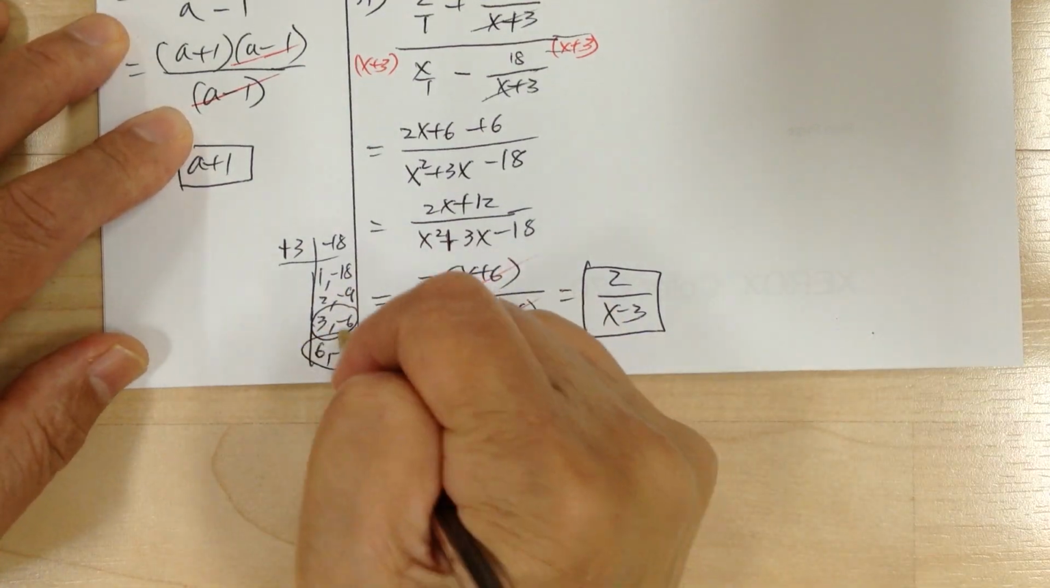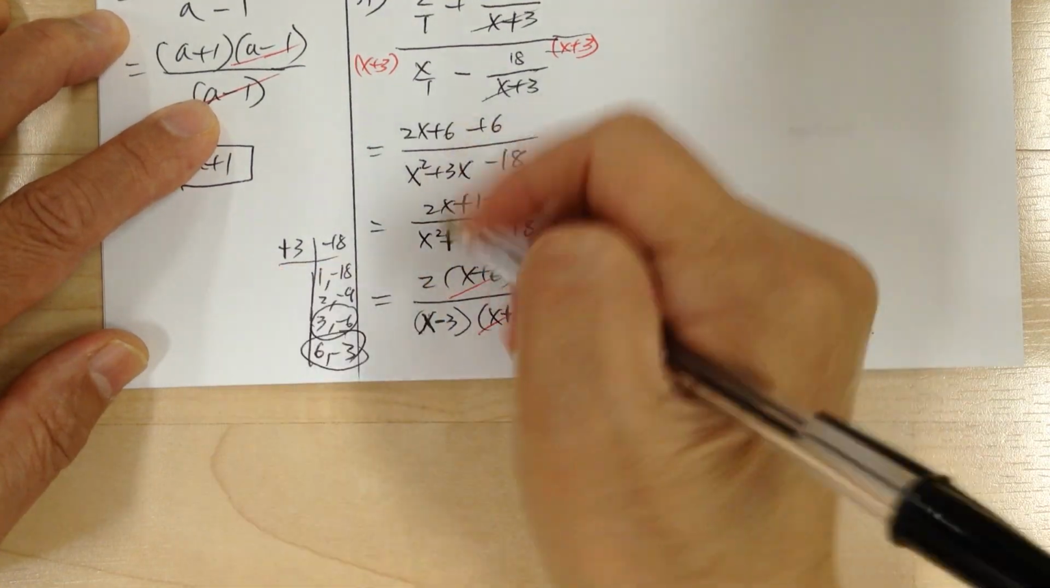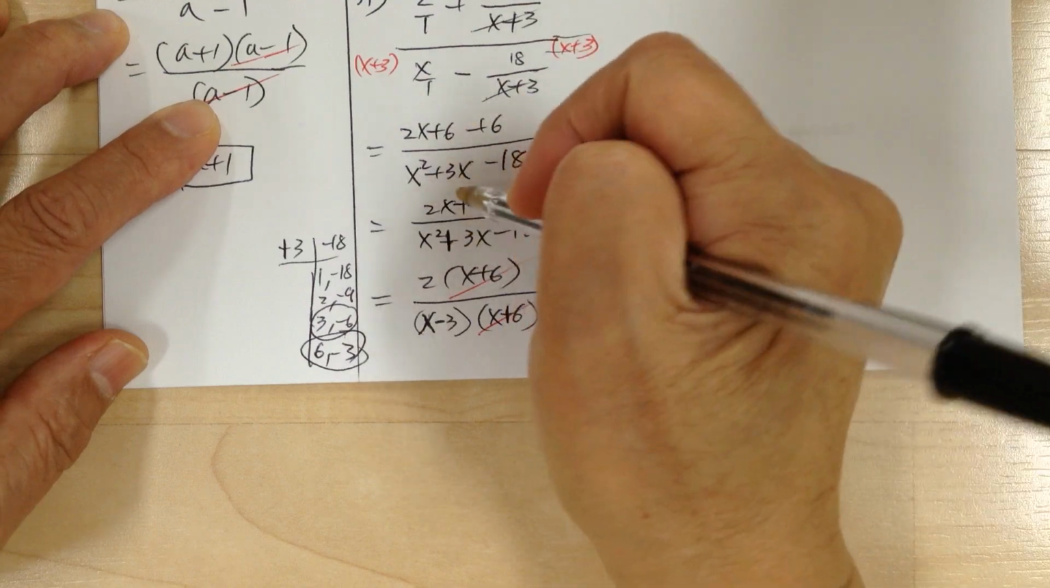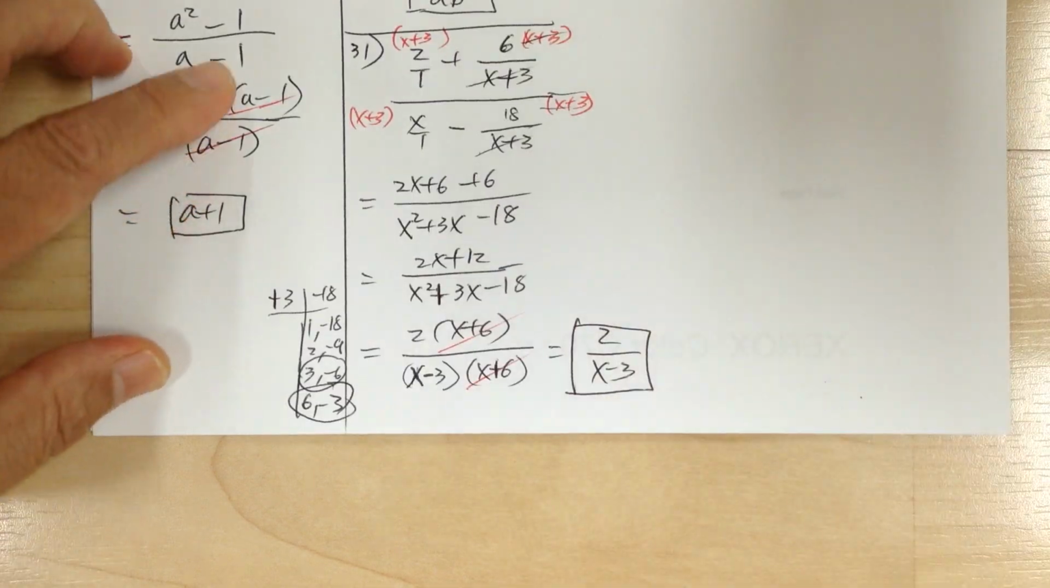Okay, so this is the one. I have to watch out for the sign. So again, it's very important. Make sure you watch out for careless mistakes.